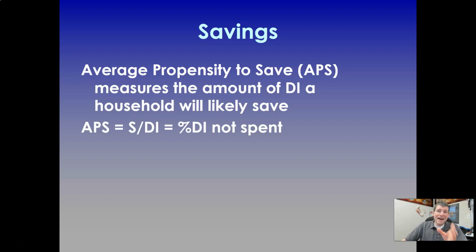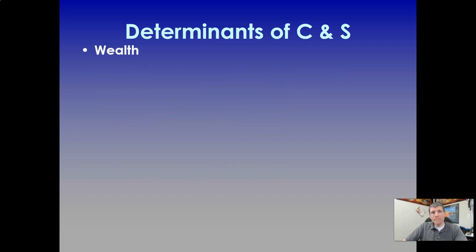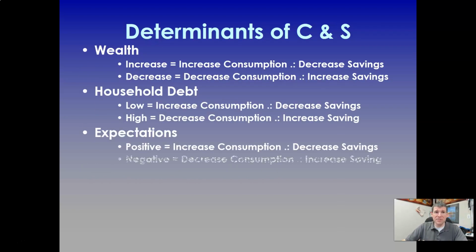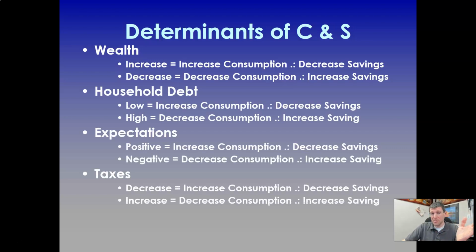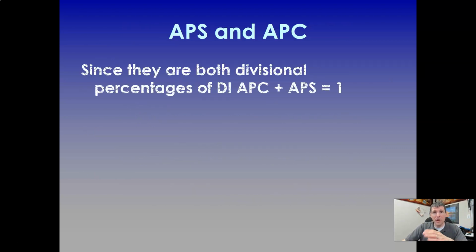You spend $90,000 out of $100,000 in disposable income, so therefore you have saved $10,000 out of the $100,000, which would mean that your APS is 0.1, or 10% of disposable income, but again, we'll express it as decimal 0.1. So determinants of consumption and savings, this is all the stuff that affects consumption overall. We talked about this in a previous video.